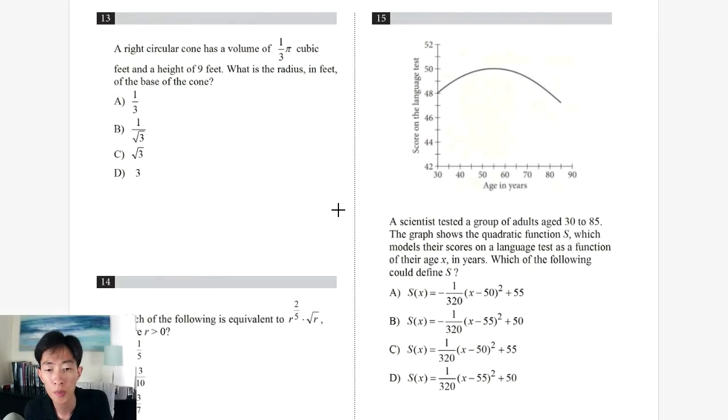Question 15. A scientist tested a group of adults aged 30 to 85. The graph shows the quadratic function s, which models the scores on a language test as a function of their age in years. So this is scores versus age. Which of the following could define s? So they're basically asking which of the following is the best equation for this curve.